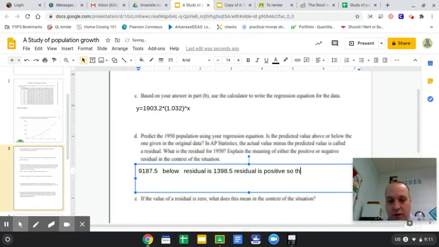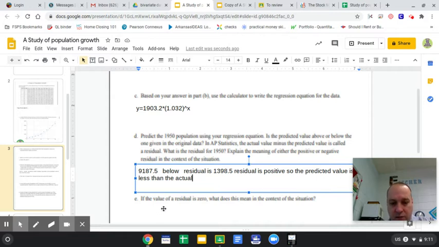So the predicted value, because this is your prediction, the predicted value is less than the actual. All right, explain the meaning of that's what we just did. It's positive, so the predicted value is less than the actual.